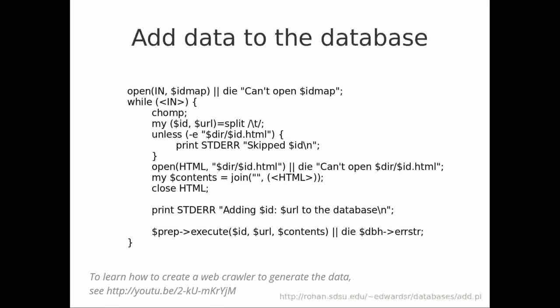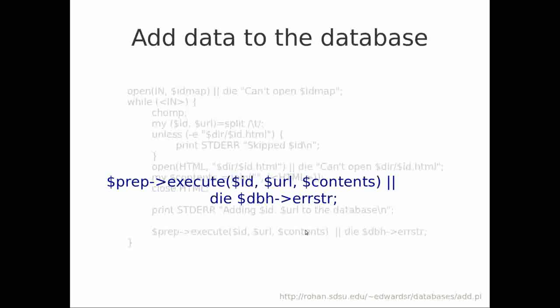If we can find the appropriate HTML file, we open that HTML file, we read the whole contents, and then in the last line, we execute adding ID, URL, and contents to our database. This last line is critical. What this does is it replaces the 3 question marks in our prepare statement with ID, URL, and contents.